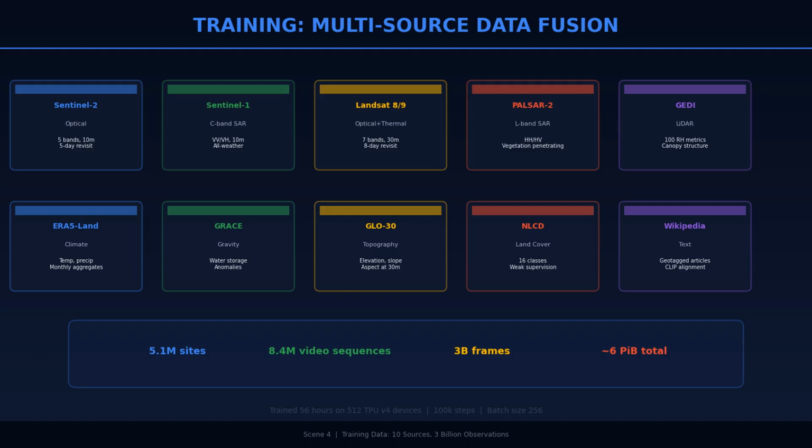ERA5 land contributes monthly climate variables like temperature and precipitation. GRACE gravity data captures terrestrial water storage anomalies. GLO30 provides global topography. And uniquely, the model also ingests NLCD land cover maps as weak supervision and geotagged Wikipedia articles aligned through eclipse-style contrastive loss. In total, the training set spans 5.1 million sites, 8.4 million video sequences, and over 3 billion individual frames, approximately 6 petabytes of data, trained for 56 hours on 512 TPU v4 devices.